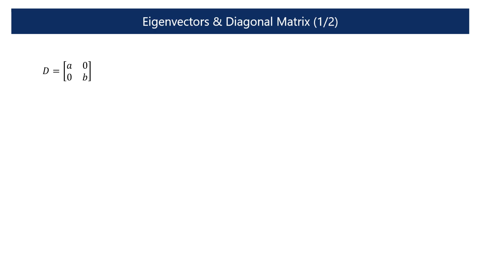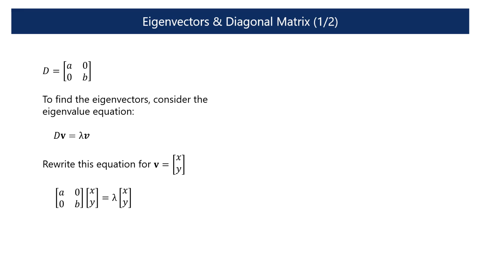A diagonal matrix is a matrix in which all elements outside the diagonal are 0. Let's consider this a diagonal matrix D. To find the eigenvectors, we consider the eigenvalue equation. Rewrite this equation explicitly for the vector v. We get this equation.